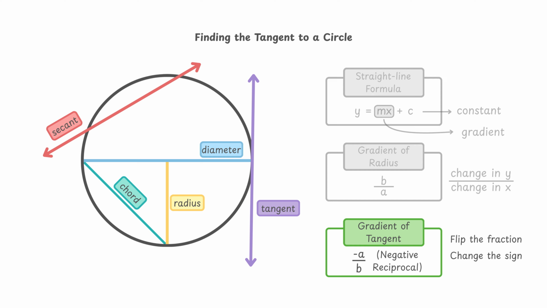So let's quickly bring everything together. We use the straight line formula y equals mx plus c. We find the gradient of the radius using change in y over change in x. Then we take the negative reciprocal to get the gradient of the tangent. Take a moment to look at these formulas carefully and make sure you understand how they connect with each other. These relationships are the core ideas you will rely on in every tangent question.